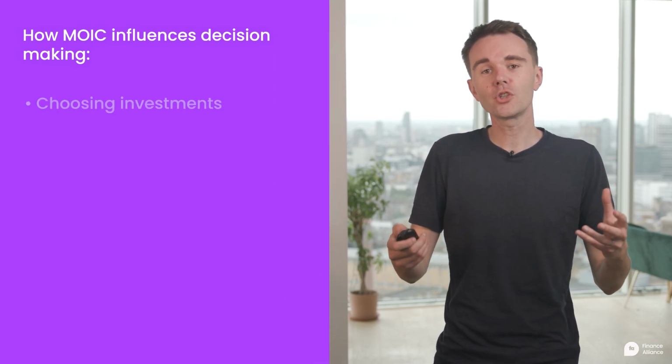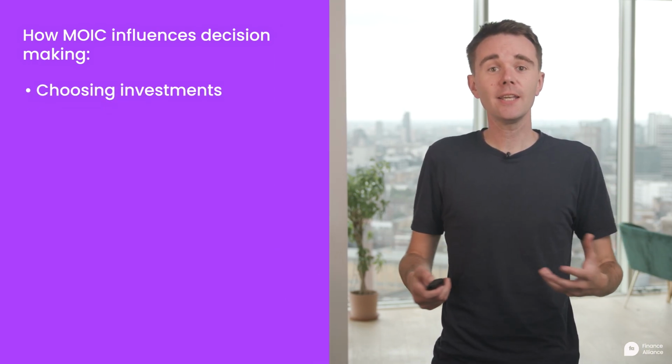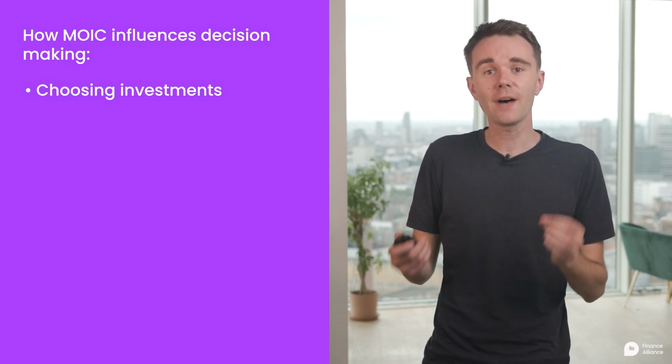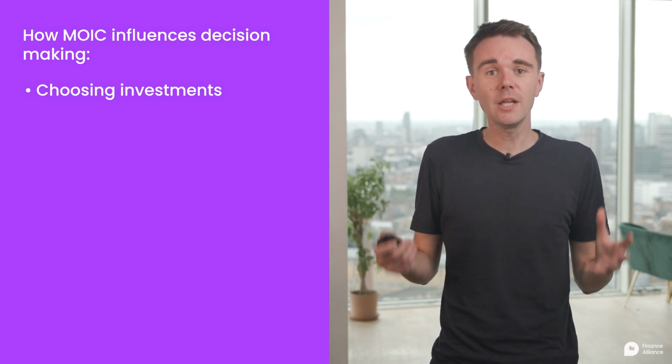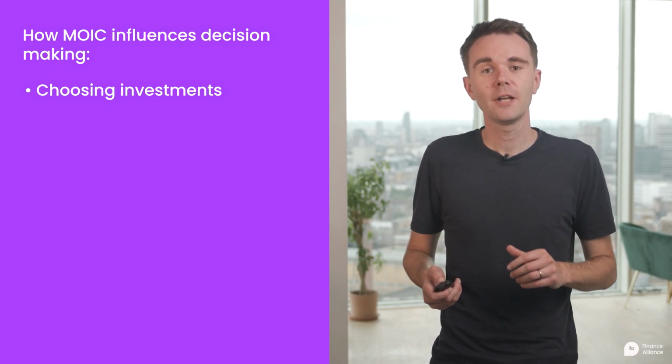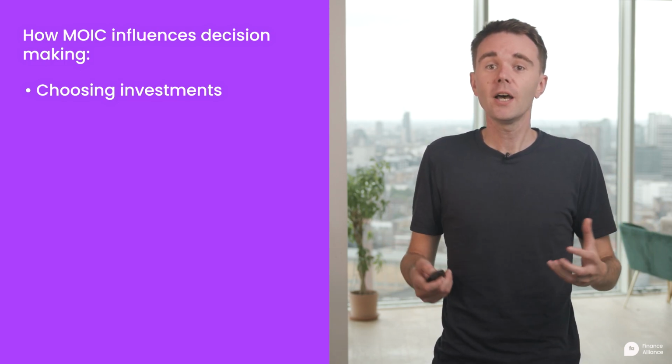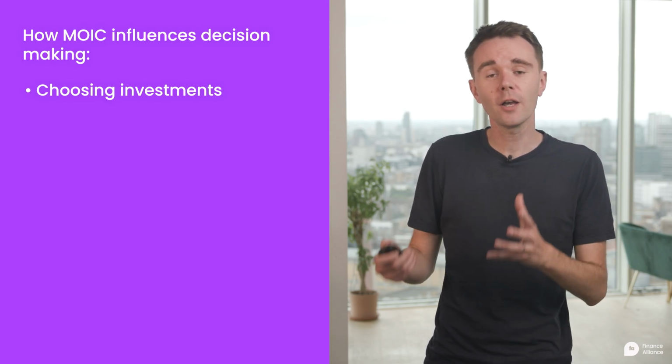Now, let's talk more about how you can use this metric to influence decision making. As you may know, MOIC plays a significant role in shaping investment decisions, particularly in private equity. So here's how it can influence decision making and help companies make smarter business choices. Number one, choosing investments. MOIC is often used as a screening metric when evaluating potential investment opportunities. Investors often set a minimum MOIC that they expect. Deals with a lower projected MOIC might get passed over in favour of those with a higher potential return.